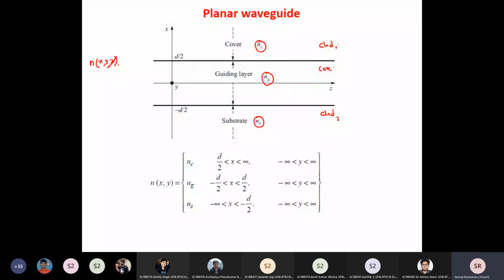Now, how does it change? Between plus d by 2 and minus d by 2, the refractive index is going to be ng. So between minus d by 2 and plus d by 2, the refractive index is ng. From plus d by 2 to infinity, the refractive index is going to be nc. And from minus d by 2 to minus infinity, the refractive index is going to be ns, which is the substrate. So this is how you define the refractive index profile for this planar waveguide.